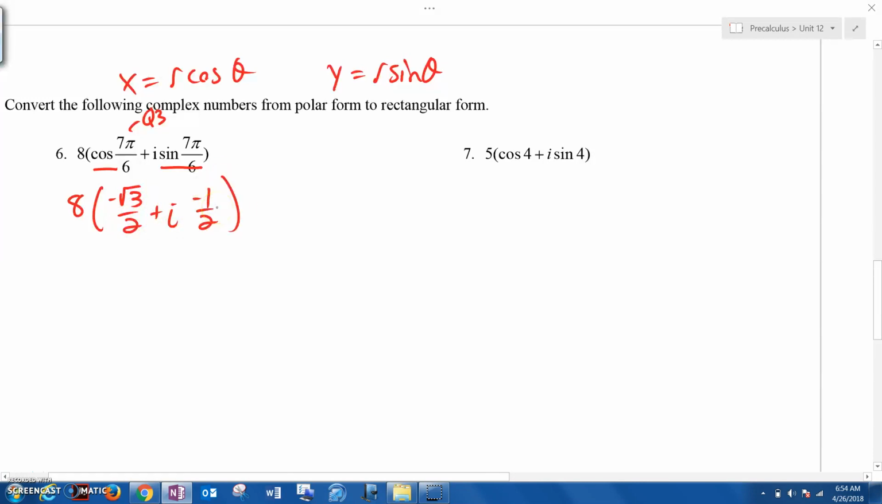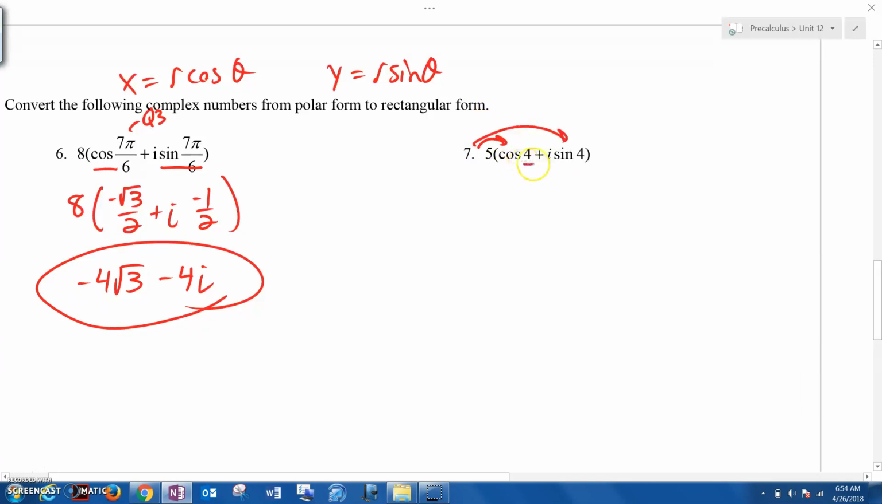You distribute the 8. 8 times the cosine of that is negative 4 root 3. 8 times negative 1/2 is minus 4i. And that's how you go back to rectangular. You basically just solve the problem. Here, we don't know what 4 radians is. So you have to be in radian mode in your calculator. And you basically need that x equals 5 cosine of 4 and y equals 5 sine of 4. So find those values.